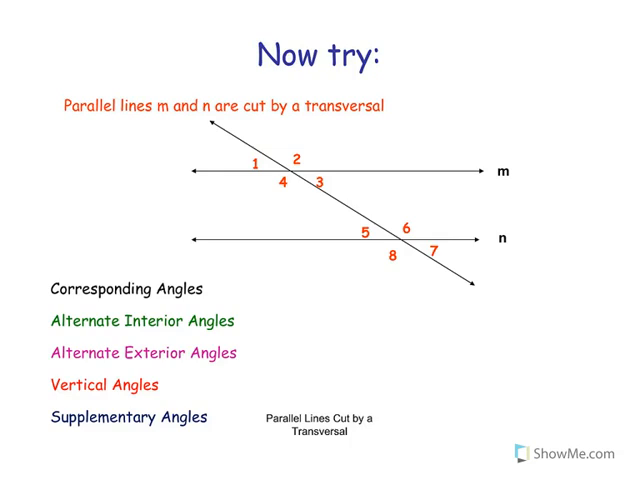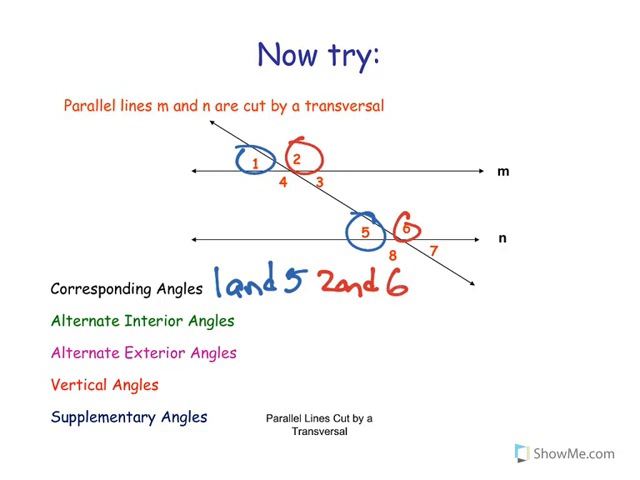All right, so now we're going to do one where we've got a little bit more, right? They want vertical angles and supplementary angles. So let's kind of run the gamut and do everything here. Corresponding, I've got 1 and 5. I've got 2 and 6. I've got 4 and 8. I've got 3 and 7.